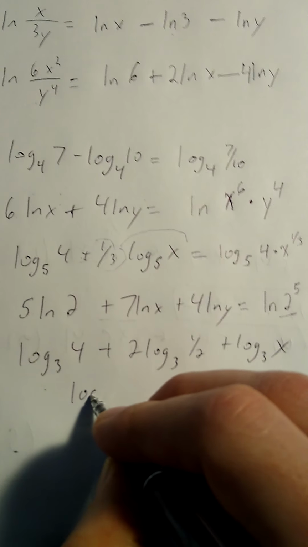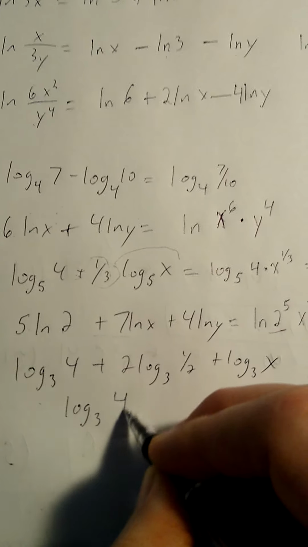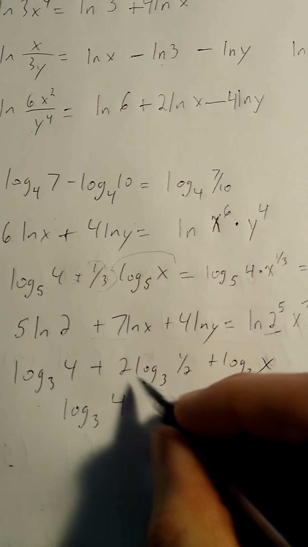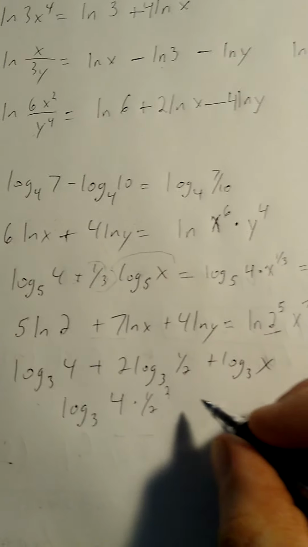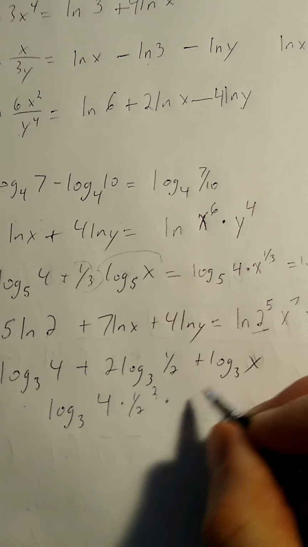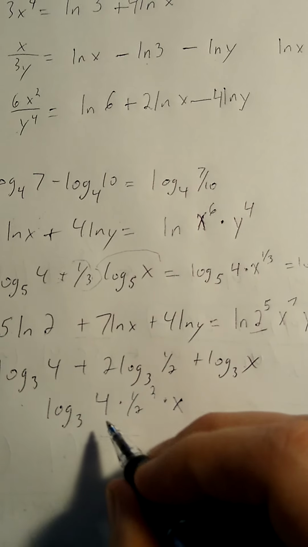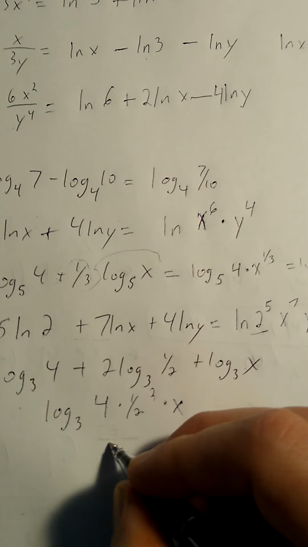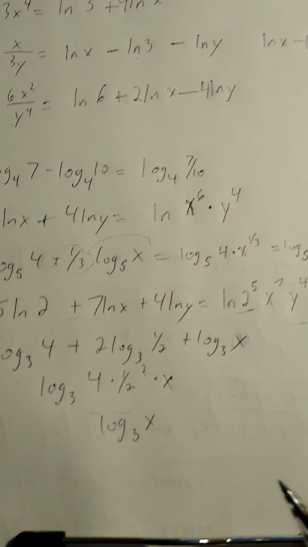And then down here I have log base 3. I have 4 plus, then I have 1/2 squared, which is 1/4. And then plus x. So again, they're all being added, so we're going to multiply their elements. 4 times 1/4 is just 1. So this just comes out as log base 3 of x.